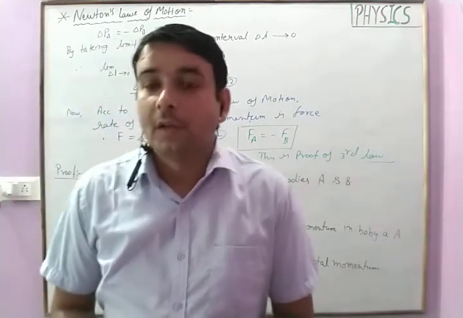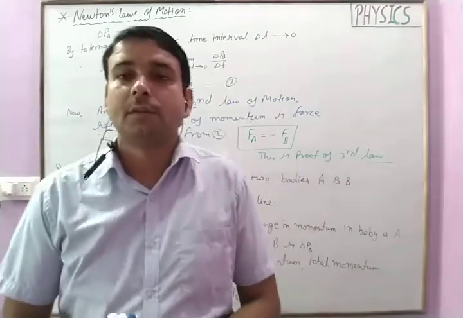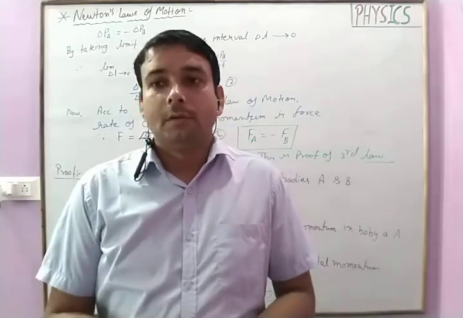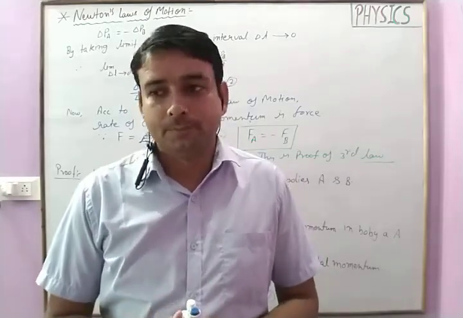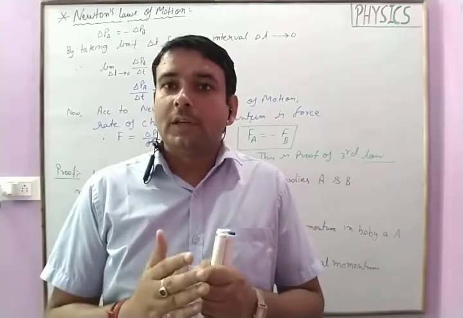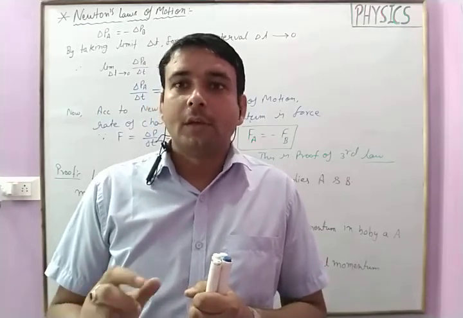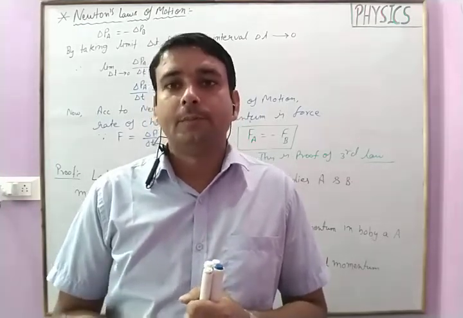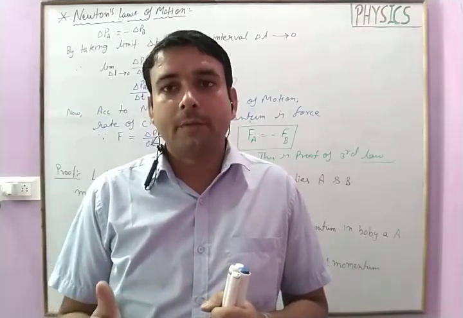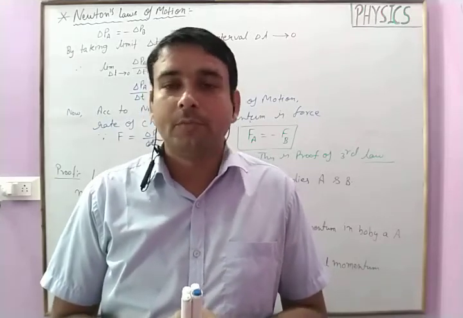Okay, some examples related to the third law: one is the recoiling of a gun. When a bullet is fired from a gun, the forward acceleration gives a backward motion in the gun, which is termed as recoiling of the gun.